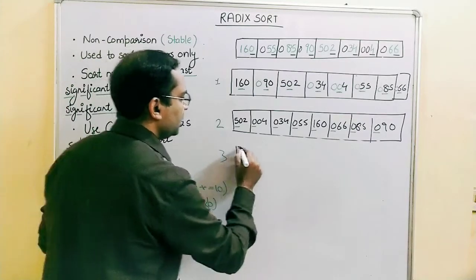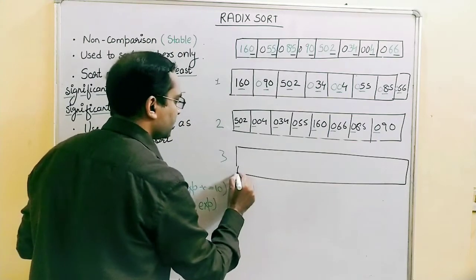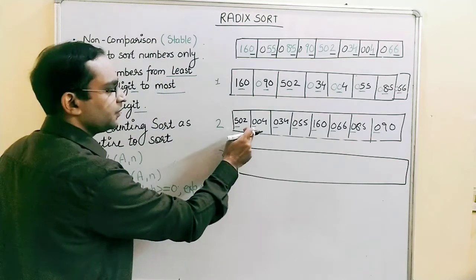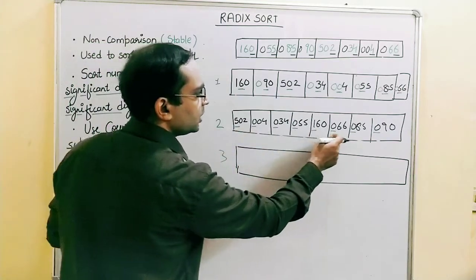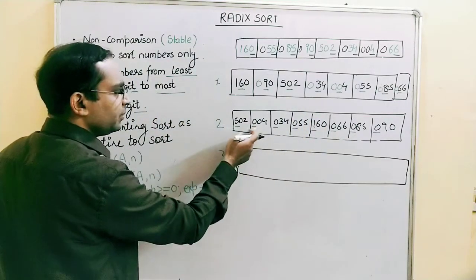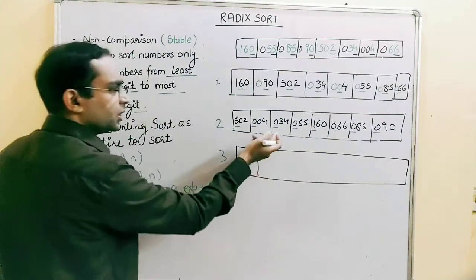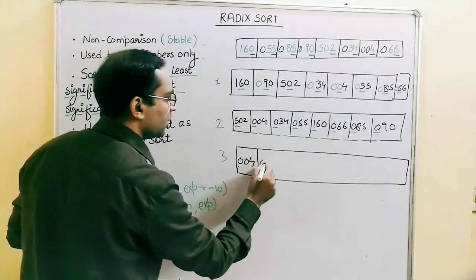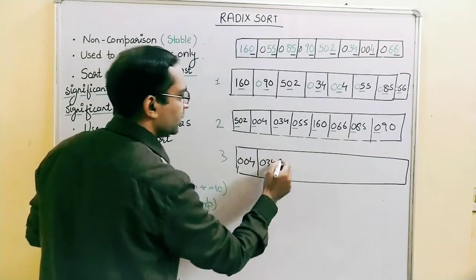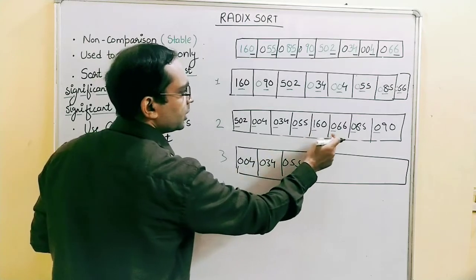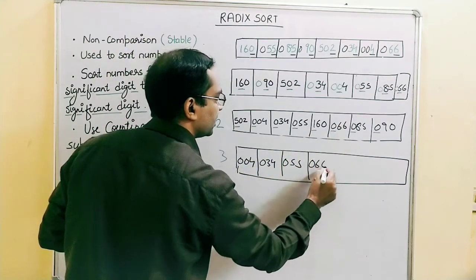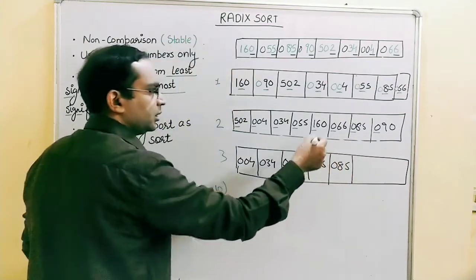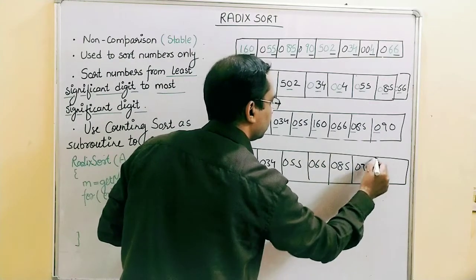So in the third pass, we need to sort this array on the basis of the most significant digit, or hundreds digit. So let's start. We have 0, we have 5, this is 0, 1, 0, 0, 0. Most commonly we have 0, so we'll begin with this. Because it's already on the left hand side, we'll start with this. This is 004. The next with 0 is 034. Next with 0 is 055. Next with 0 is 066. Next with 0 is 085. And this is the last 0, this is 090.